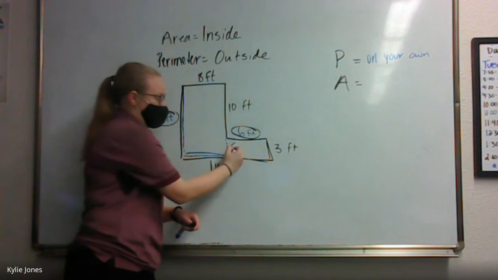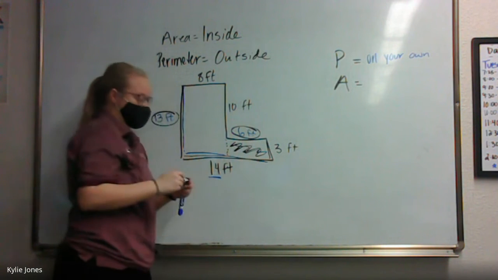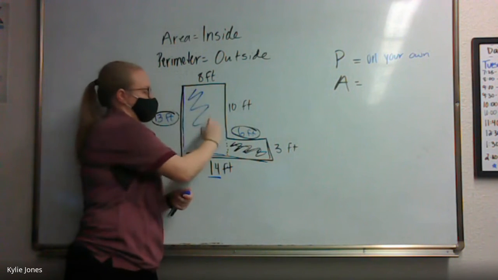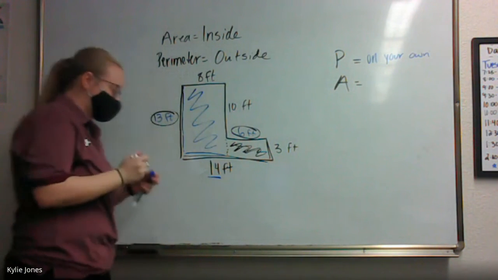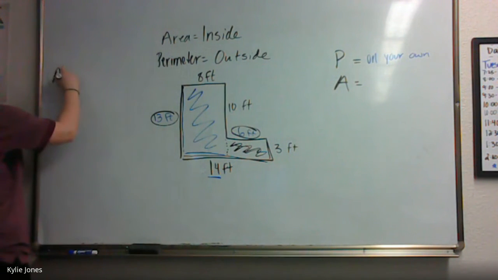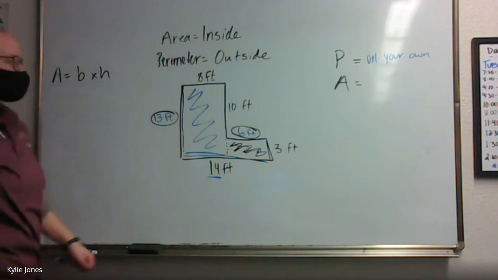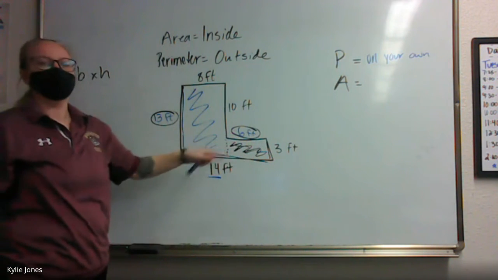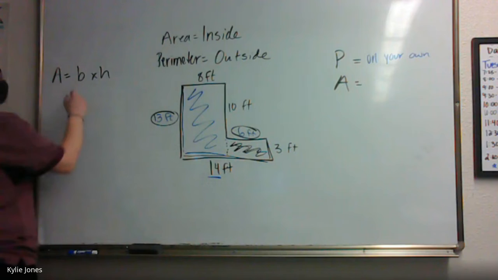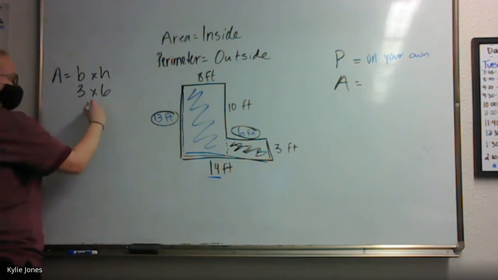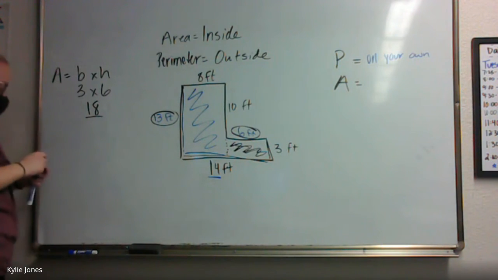This will work. So we have this smaller rectangle right here that we'll do black, and then we have this larger rectangle that we will do blue. Let's start with the black rectangle that is smaller. This one is base times height. It's a rectangle. What's the base and the height of this smaller black rectangle? 6 and 3. What is 3 times 6? 18. So there's our first one.